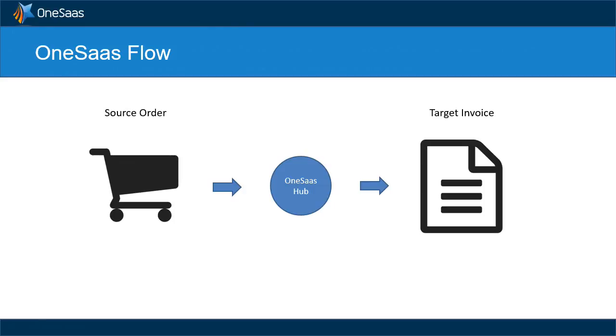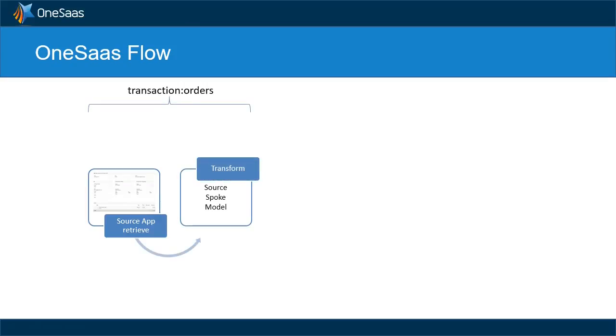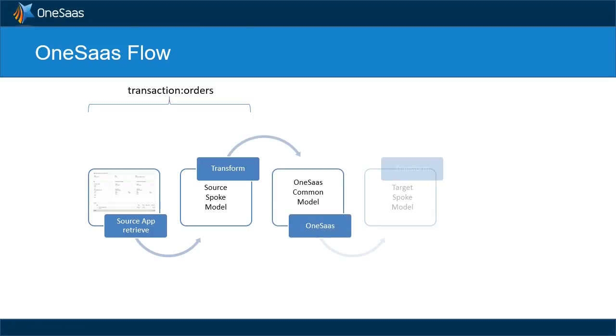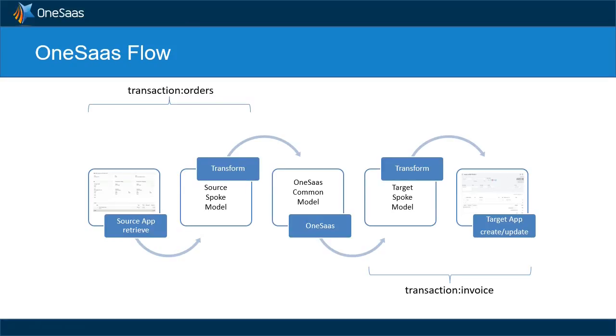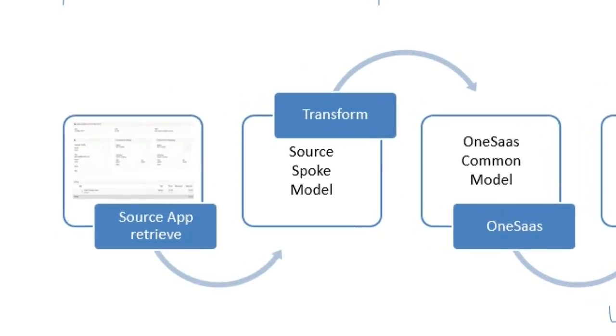Before the orders can be accepted into OneSaas and sent to accounting, we would need to transform them to the OneSaas common model. Let's see the data flow inside OneSaas. Firstly, OneSaas retrieves the entities from the source application via the source resource, transaction orders in our case. Then the received entities need to be transformed to the OneSaas common model, which will be stored inside OneSaas. On the target side, the entities will again be transformed from the OneSaas model into the target spoke's entity format before being created or updated into the target's application. So the last step we need to do is transform the received order into a OneSaas common model entity.